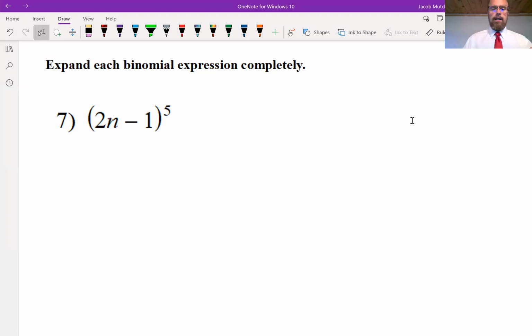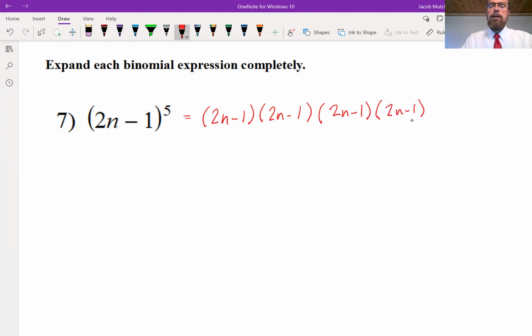Here we have 2n minus 1. That's my binomial to the power of 5. So again, just to think about what that really represents, that's 2n minus 1 times itself 5 times. So we'll record it just so we can see an expansion here about how it looks. 5 times, so there's 4 of them and there's a fifth. So literally that's what we're trying to multiply. 2n minus 1 times itself 5 times.